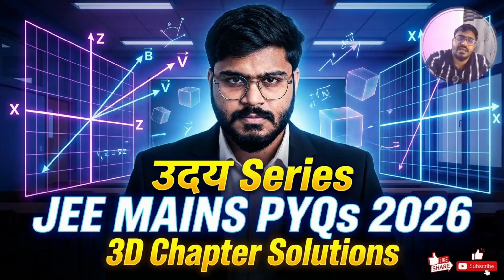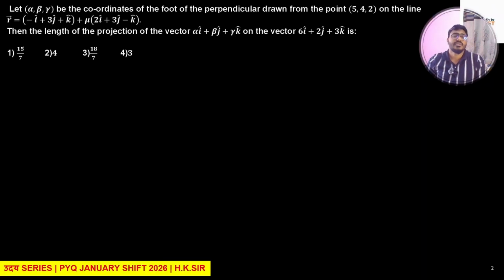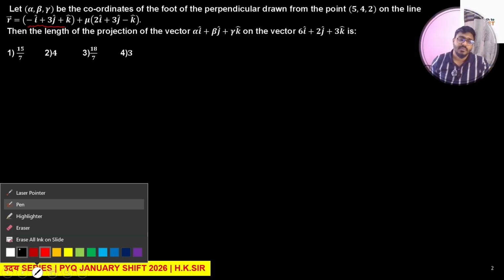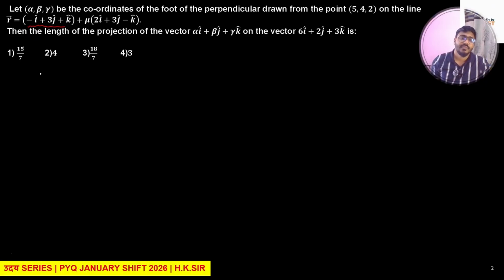The first question is: let alpha, beta, gamma be the coordinates of the foot of the perpendicular drawn from the point this on the line this. There is a line, and this line is in vector form. I want to write this line in Cartesian form because that is easy for me to work with.